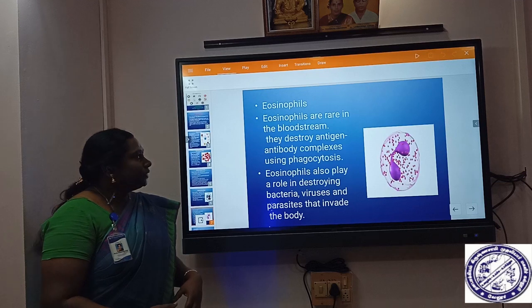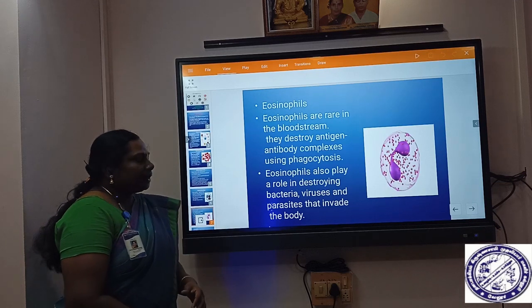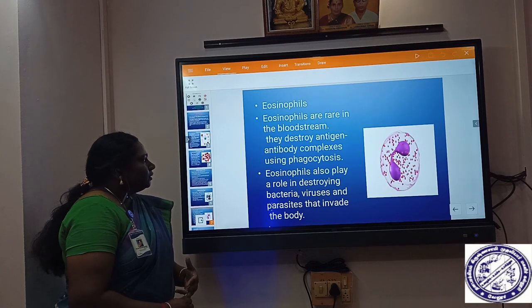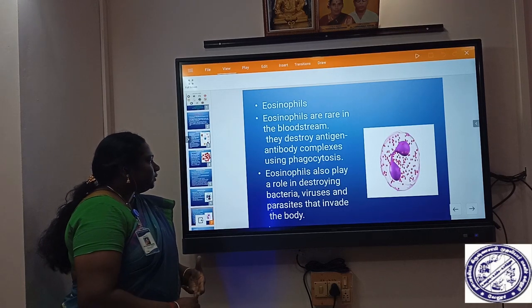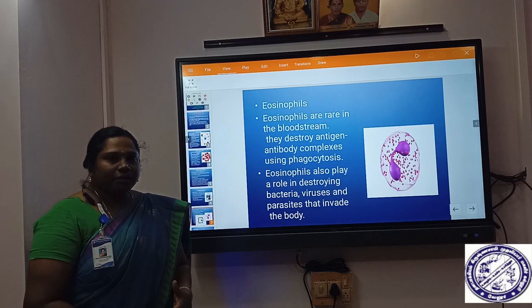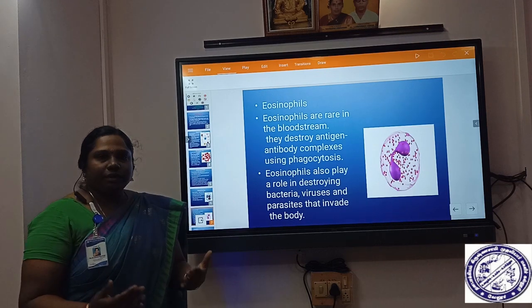Eosinophils, they are rare in the bloodstream. They destroy antigen-antibody complexes formed using a process called phagocytosis. Eosinophils, they destroy bacteria, viruses and parasites that invade our body.